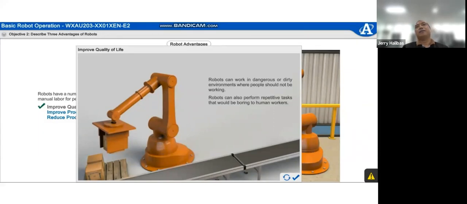In fact, for example, you are familiar with the bomb squad in the military or police. They use remote-controlled wheeled mobile robots with a robot arm to check whether there is a bomb, and if there is, they move it away from the location. That is an example of improving quality of life with the use of robots.